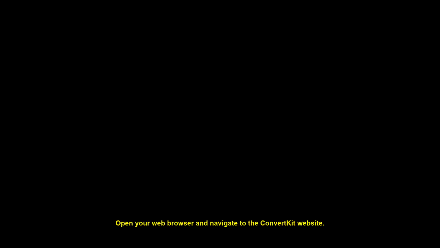Open your web browser and navigate to the ConvertKit website. Log in to your ConvertKit account. Once logged in, click on the Landing Pages and Forms option from the dashboard. Select the Landing Pages tab to view your existing landing pages.